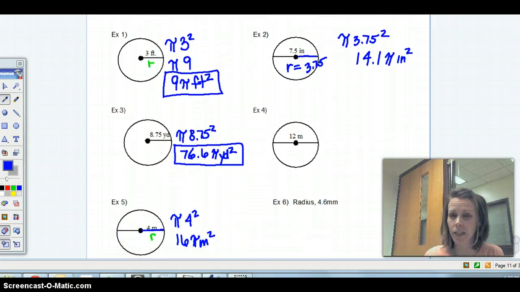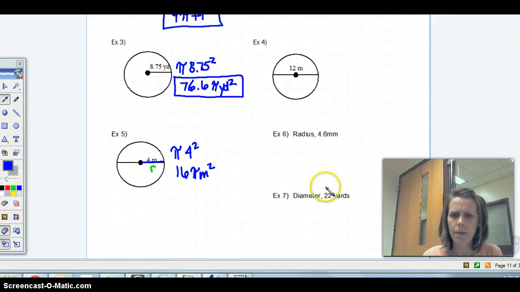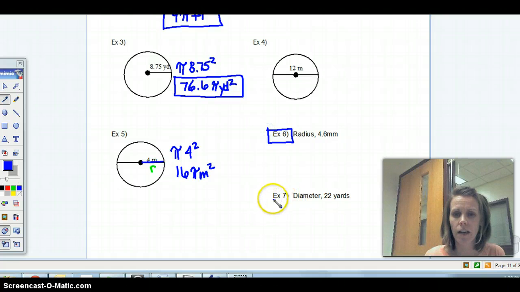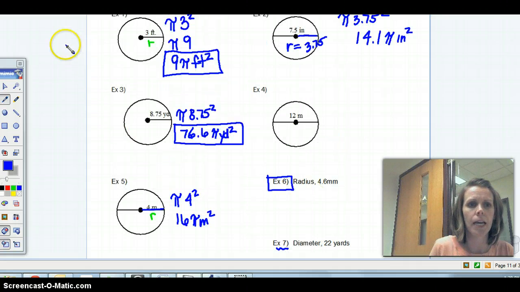All right, go ahead and try example 4 on your own. Remember, you have to find that radius first. And I'm actually going to have you guys try example 6 too at the very end. If you want to, you can try example 7, but you don't need to, okay? I want to talk a little bit about perimeter before we run out of time here.